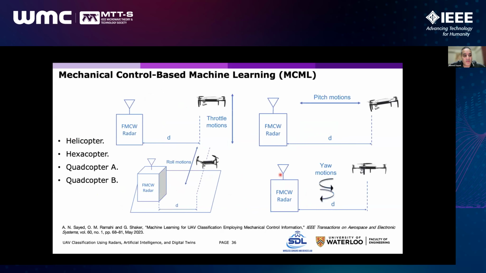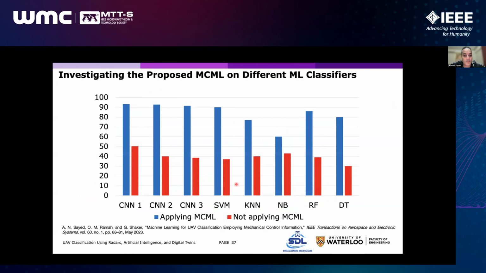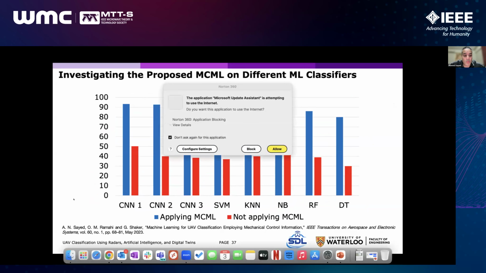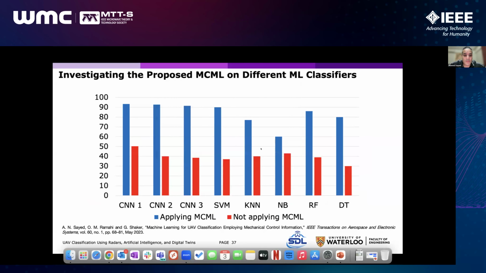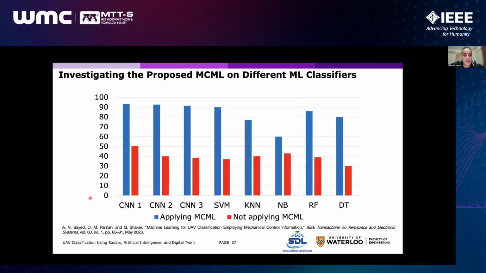We used four different drones in this investigation: a helicopter drone, a hexacopter, and two different quadcopters. And this is the simulation setup used to generate each motion of the drone. We investigated and compared eight different classifiers in this case: three CNN models, SVM, KNN, naive Bayes, random forest, and decision tree.